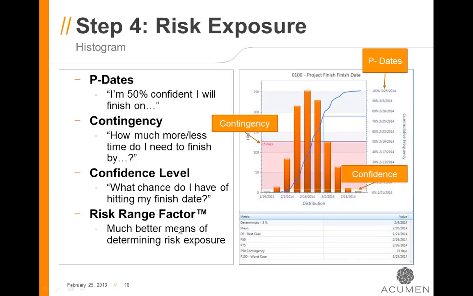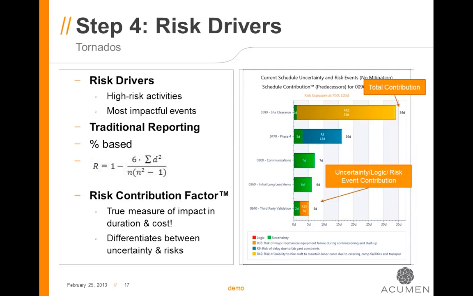And then finally, we have the risk range factor. As I mentioned, it's the range, which is really the difference between these two dates in your histogram and the total remaining duration of the project. Risk drivers, this is kind of where we got to in the simulation. And this is why I wanted to take a step back and talk about the what and the why a little bit before I change this chart around and show you something that I think is just awesome.